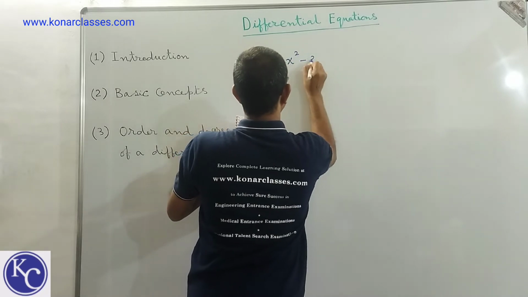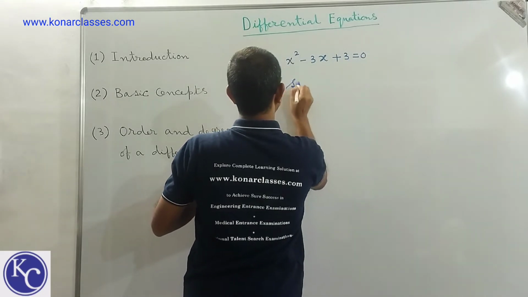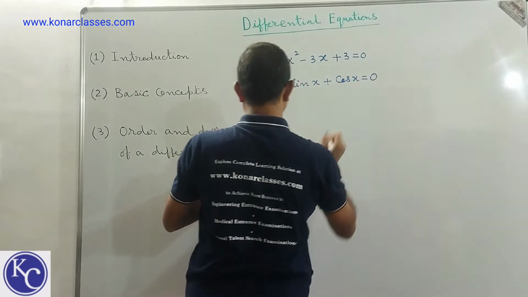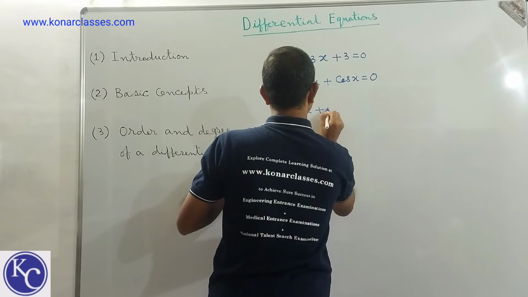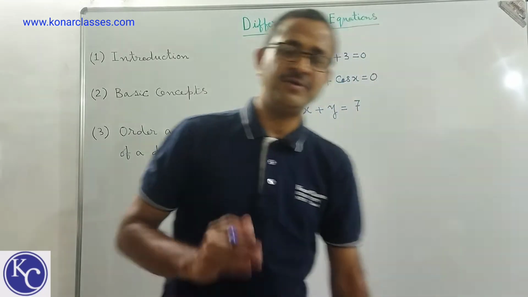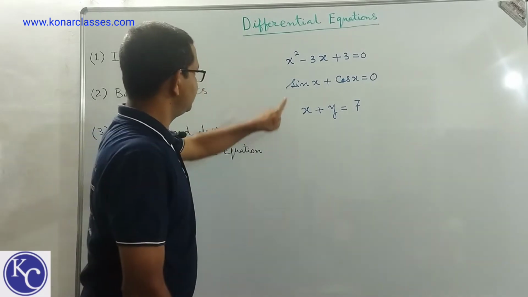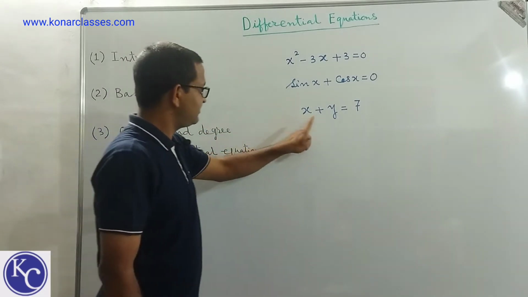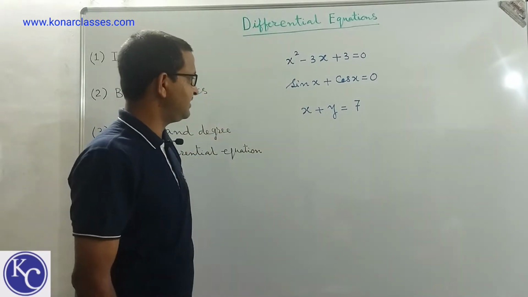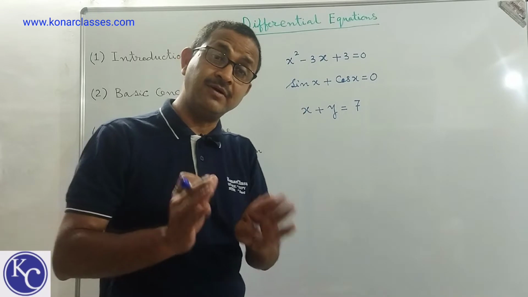x square minus 3x plus 3 is equal to 0. If I write sin x plus cos x equal to 0. If I write x plus y is equal to 7, all these equations you have worked on earlier. This is known as a quadratic equation. This is known as a trigonometric equation, and this is a linear equation with two variables x and y. Now in all these equations we see there are independent variables, dependent variables, and we have learned how to find the values of x and y.